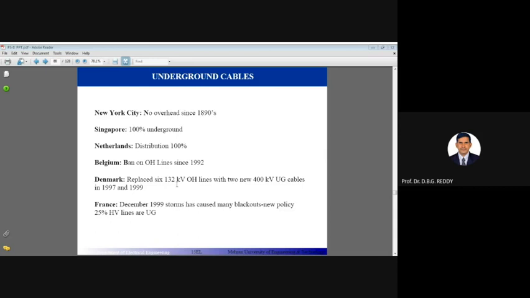It is a costly affair. We need a huge amount of funds, and mobilization is required. Denmark also replaced 132 kV lines. Worldwide, the strong economic countries are using underground cables. In France, December 1990 caused many blackouts, so under the new policy 25% of HV lines are underground.